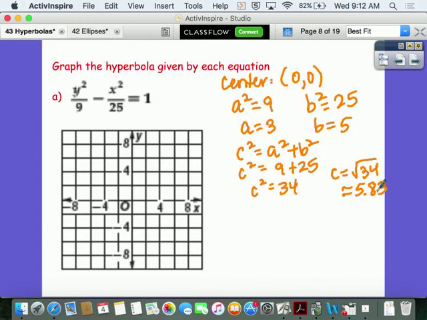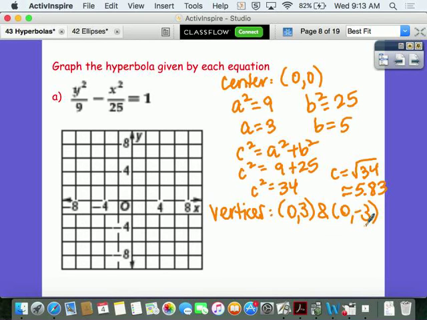That's okay so far, right? All right. So we know it's vertical. We know the center. Where are my vertices going to be located? 3, 0. Careful. That's my foci. My vertices are located at 0, 3 and 0, negative 3.